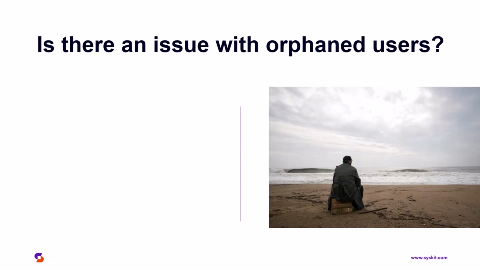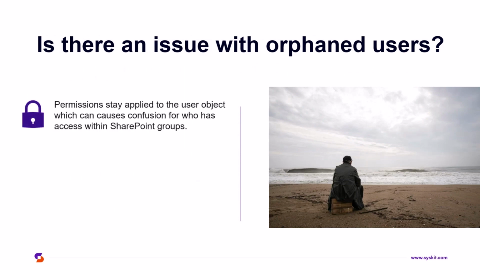So what would be the issue with that? What would be a concern if we have an orphan user? So the first thing, and the main one, is that permissions will stay applied to that user object, and it can cause confusion. Okay? So if I have a group, a SharePoint group, and I added an employee in there, and then that account was deleted, and I was coming in and I wanted to see who had access, I would say, why does Brett still have access to this list? Why does he still have access in this group? So it can cause confusion there.